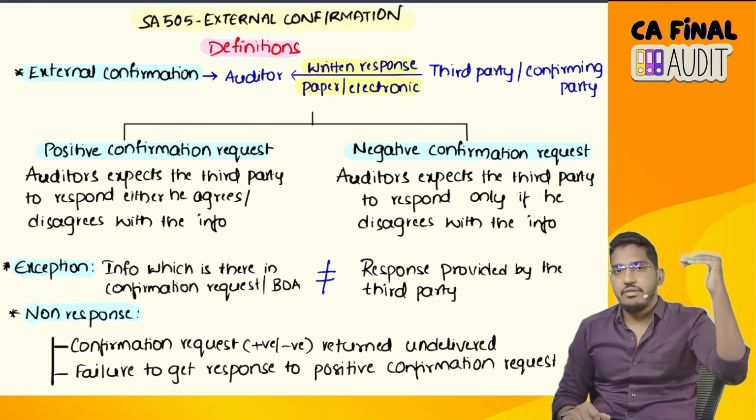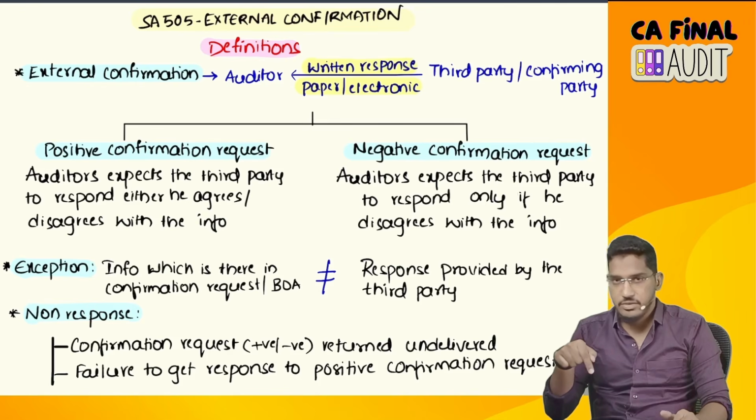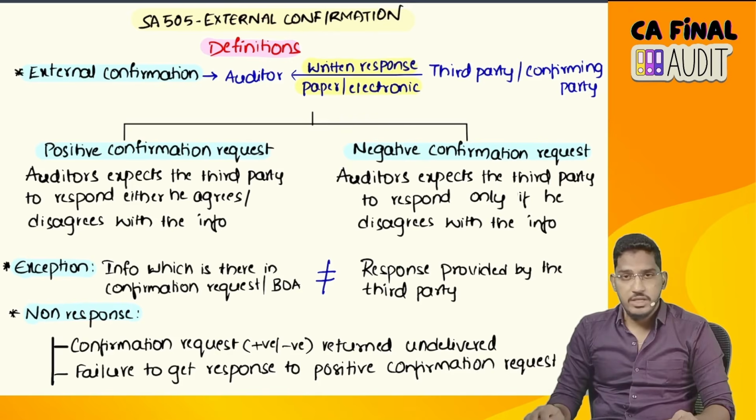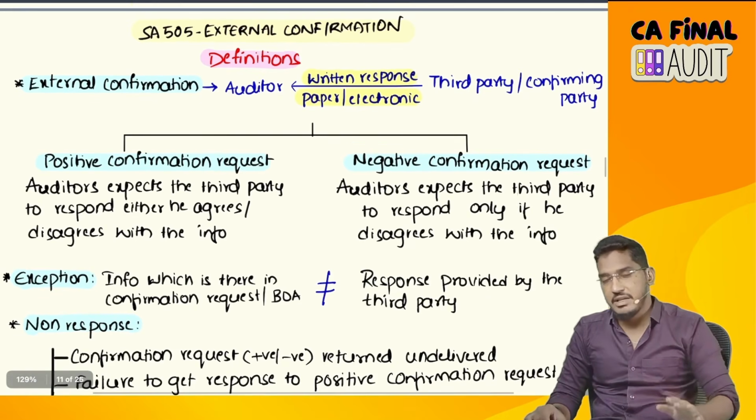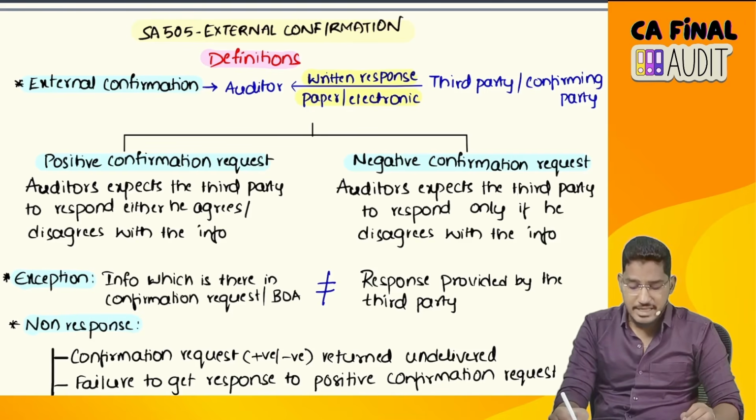So SA 505 talks about external confirmation. If you remember, in SA 500 we understood the various methods for obtaining audit evidence. One of the methods is external confirmation. So what is this external confirmation, and how can we make better use of it to obtain audit evidence? All that guidance has been given under SA 505. So let us see what the standard says.